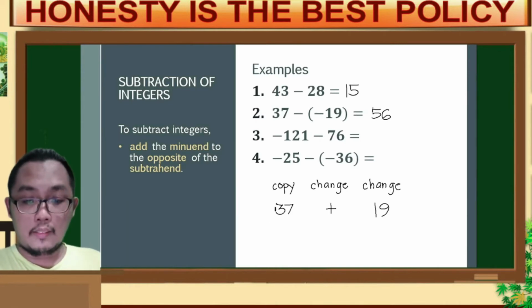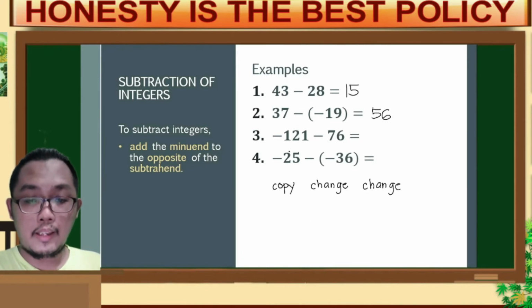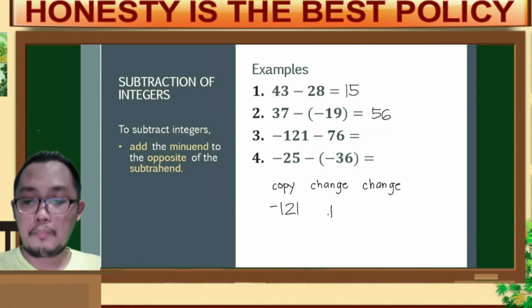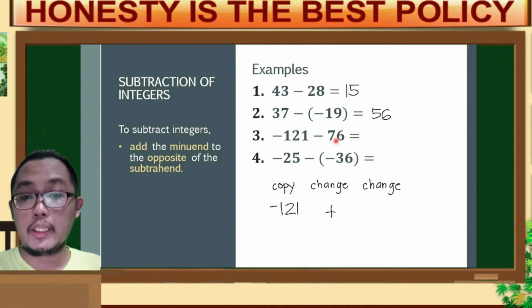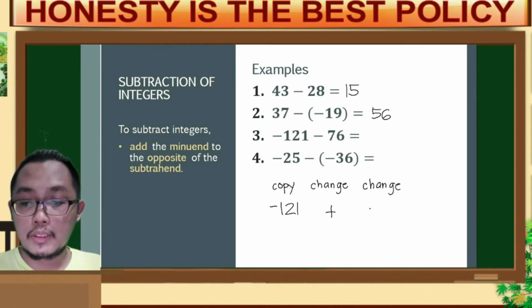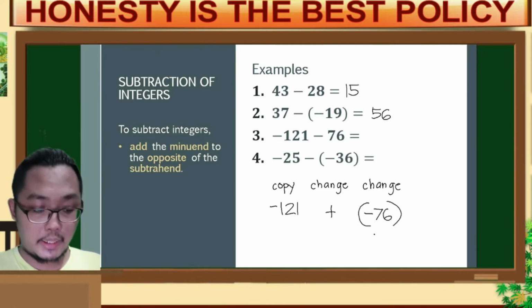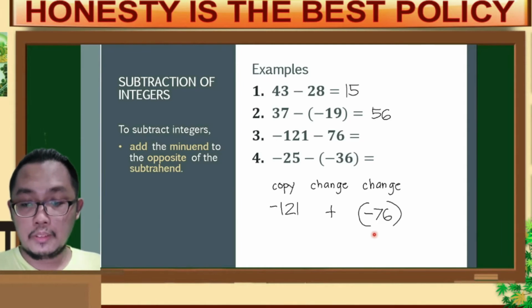And let us have the next. Here we have a negative 121. We only need to copy this exact number, negative 121. Change the minus sign to plus sign. And here we have a 76, so change this to its opposite, and that becomes negative 76. Now we are adding same signed integers again. So the final answer would be negative 197.